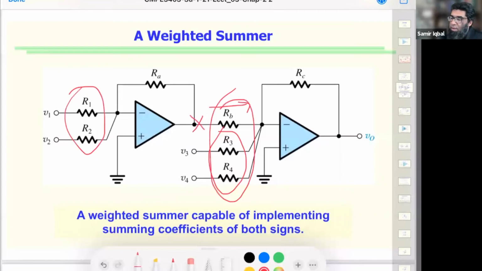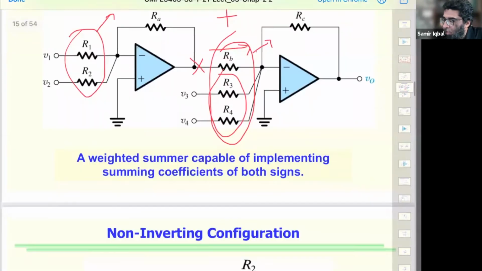So these get inverted, then these get inverted. Their inversion at different levels will result in, if you take these positive, then these would be negative. If you take these negative, then these would be positive, right? So we can take care of the opposite signs by using two op amps. One would be for the positive and one would be for the negatives.